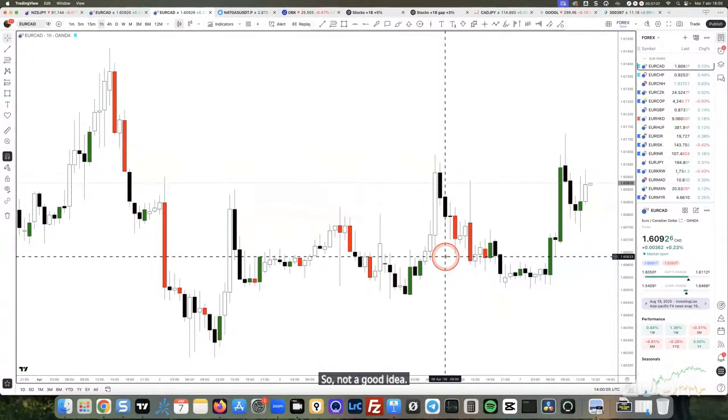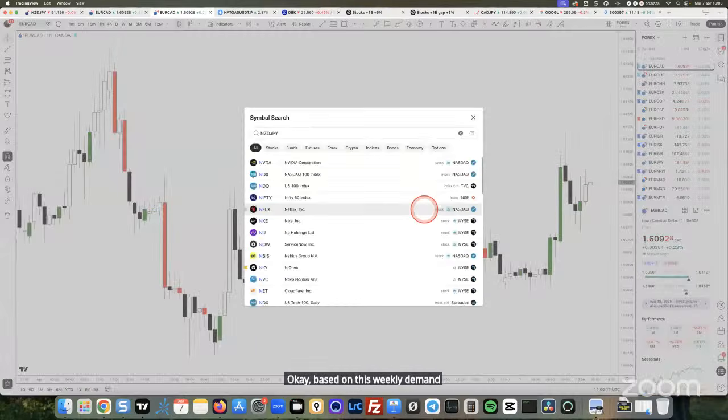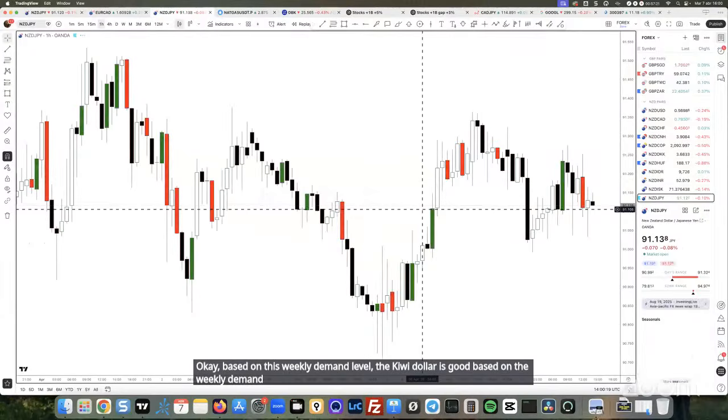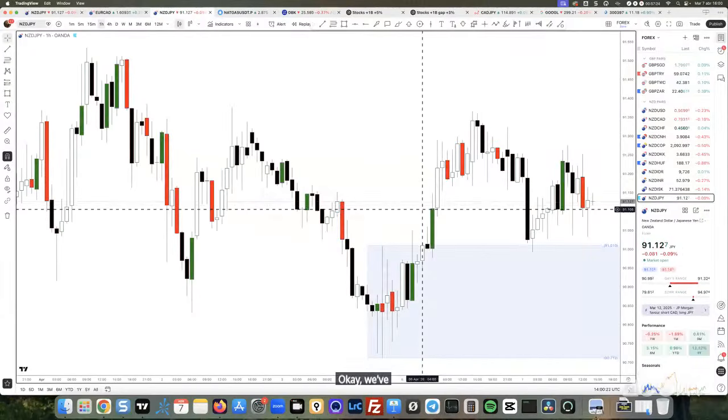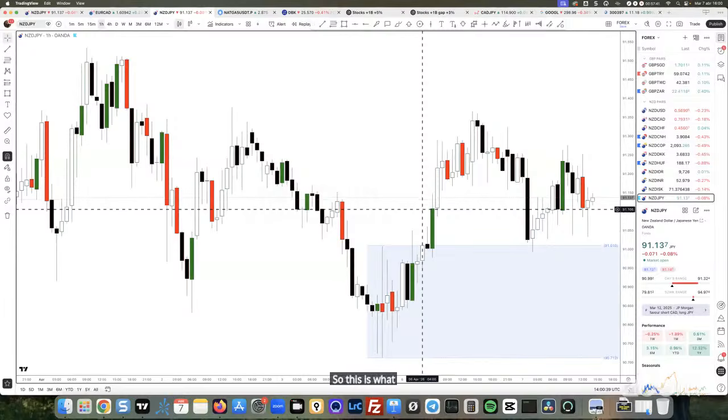So for now, of all the Forex cross pair assets that I have analyzed, the dollar index is the best one to go long. The euro yen is good, based on this weekly demand level. The Kiwi dollar is good based on the weekly demand level. So we've got a few. But the euro versus the New Zealand dollar, not good. The euro versus the Canadian dollar, not good, for the reasons I have explained. But there are 3 of them that look good for buying. Okay. So this is what today's webinar is all about.